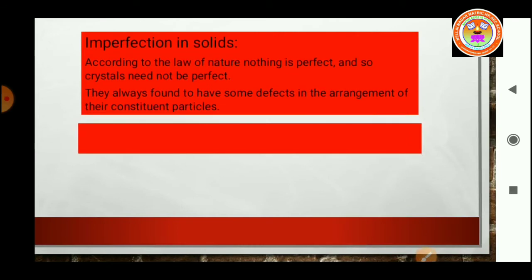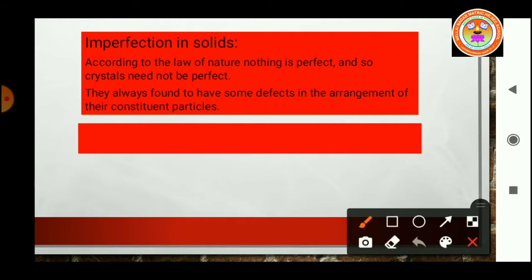The next topic is imperfection in solids. This is a very important topic. Listen carefully. According to the law of nature, nothing is perfect, isn't it? Same pattern here, a crystal need not be perfect. They are always found to have some defects in the arrangement of their constituent particles. What are the constituent particles? That is atoms, ions or molecules.